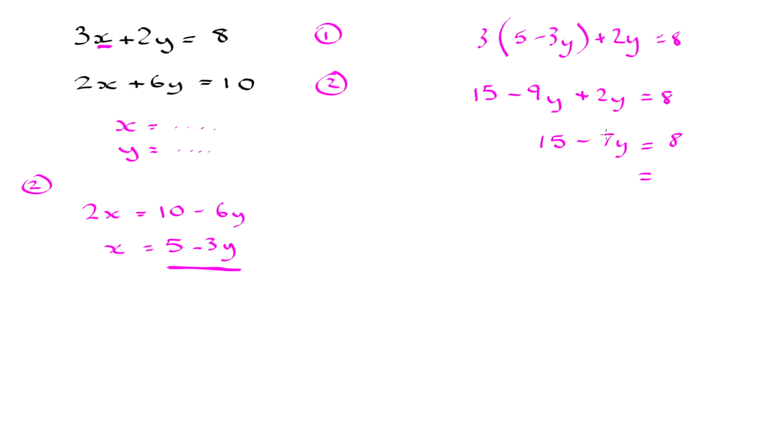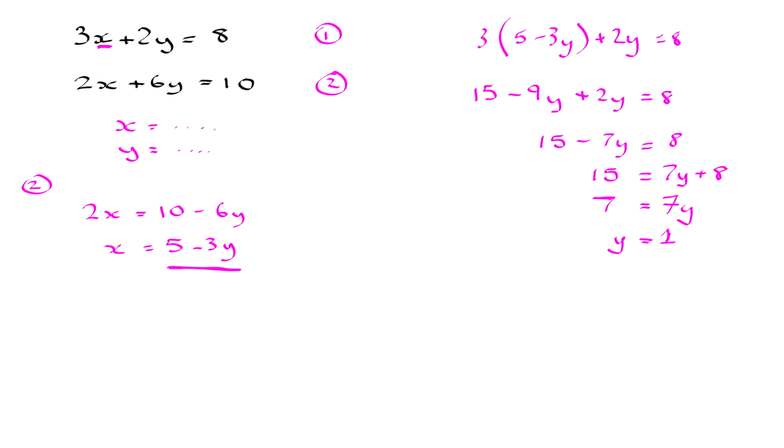Now I'm going to shift this 7y onto the other side so it becomes a positive. 7y plus 8. Now we're going to minus 8 from both sides, which leaves us with 7 equals 7y. And that gives us y equals 1.